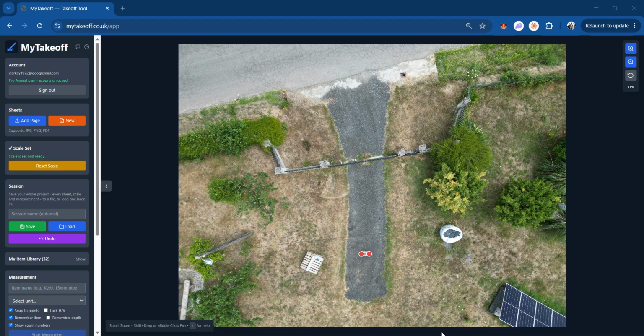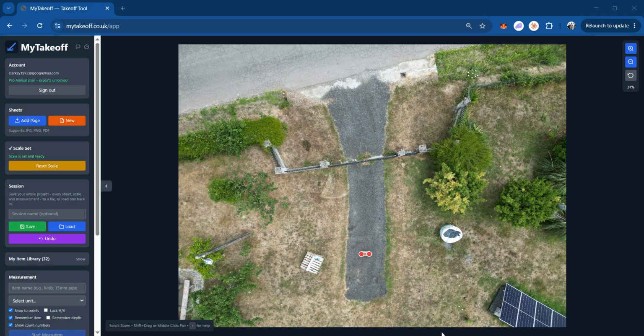mytakeoff.co.uk. Today we're going to discuss the 4 units of measurement that we generally use when doing a takeoff. So we're going to be covering linear meters, square meters, cubic meters, and number. So basically counting an item.